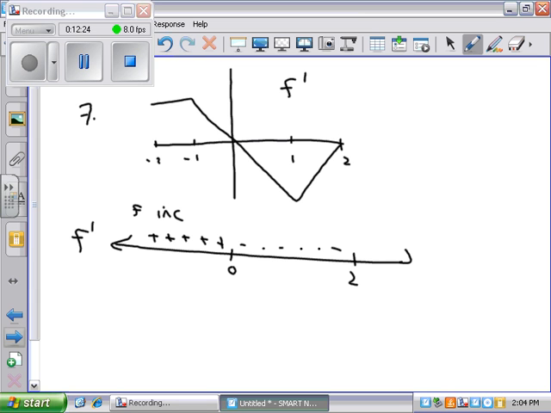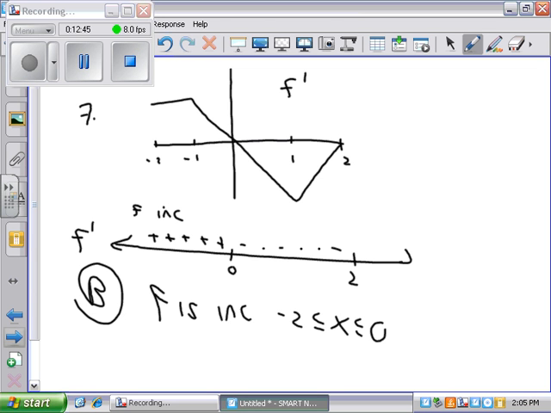Choice D says local min at 0. Nope, it's going from positive to negative. It would have been a local max. So our answer is B, f is increasing from -2 to 0. Yes, because its derivative is positive.